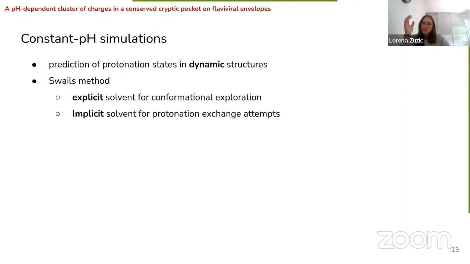And in this case, I've used Swill's method, which is kind of a combination of explicit solvent and implicit solvent. In explicit solvent, you're considering your conformational exploration. And then the simulation is stopped. It's implicitly solvated, the protonation states are checked, and protonation exchanges are attempted. And then you continue the simulation, and so on and so on. So this is done over a long period of time.